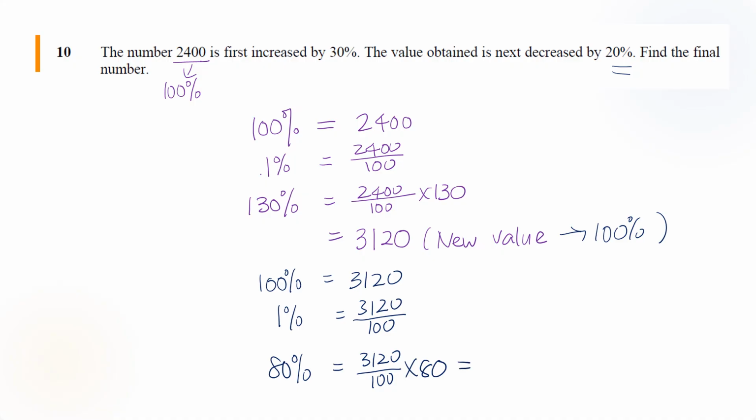Right, so you have to be very systematic when you solve such problem sums. So therefore, the final number is 2,496.